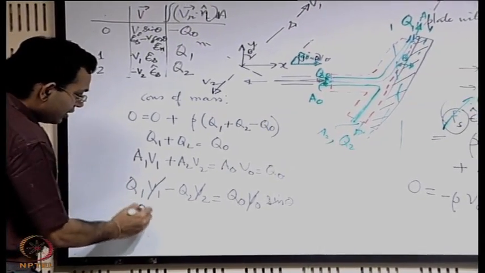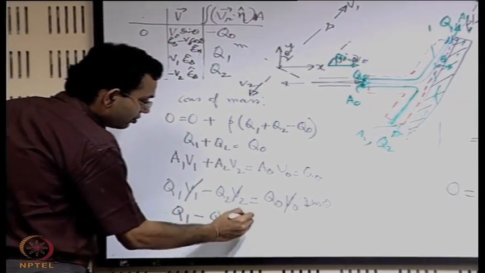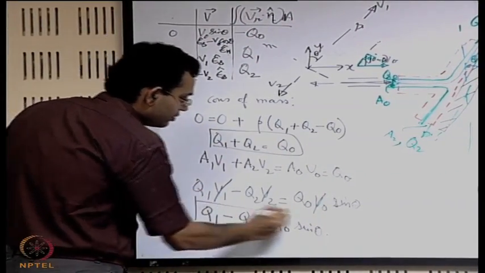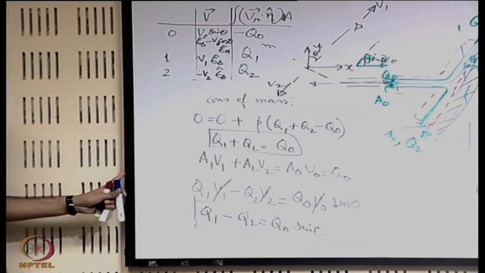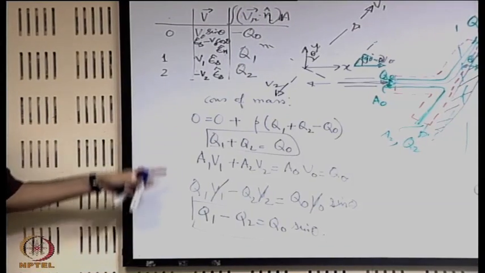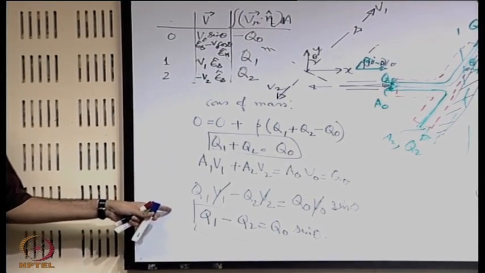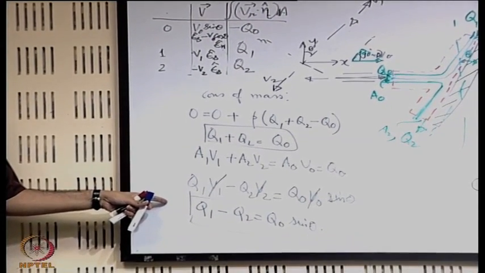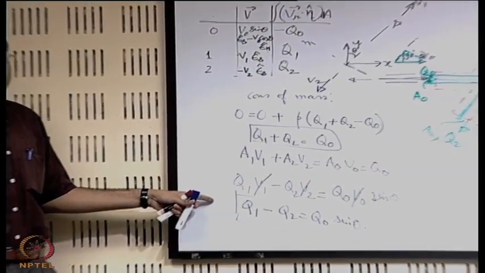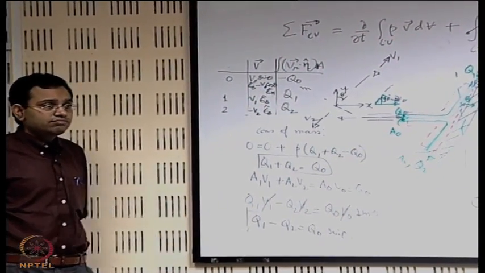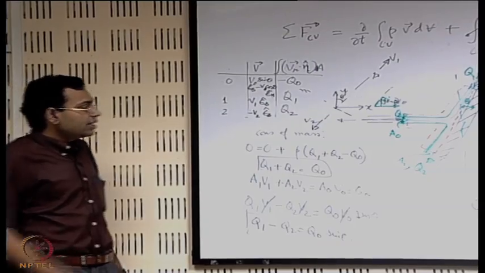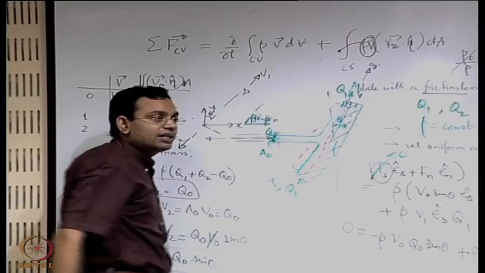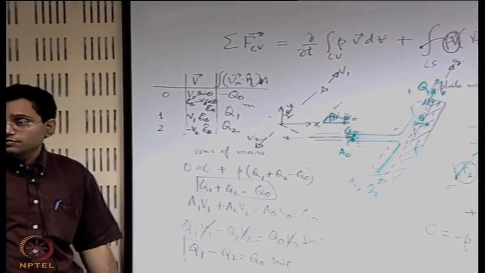So what you get? You get Q1 minus Q2 is equal to Q0 sin theta. So let us see, we get two expressions involving Q1 and Q2 in terms of Q0 and theta. So you can solve for Q1 and Q2 individually as a function of theta from these two, very simple. And the important thing is it does not require any information on what the areas of these liquid films at 1 and 2 are. So it does not require what A1 and A2 are.